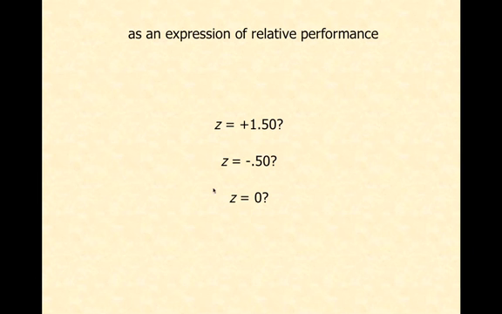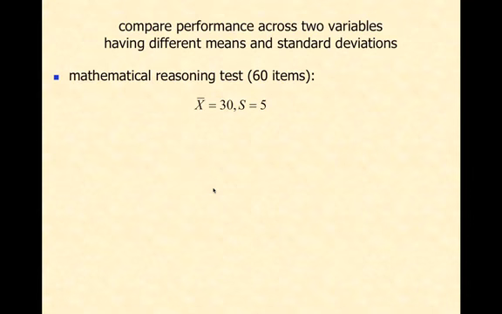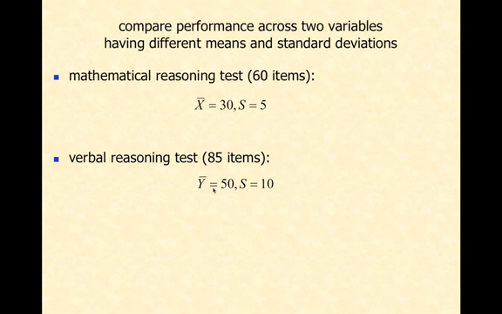So let's look at a couple of examples here. Looking at comparing across a couple of variables having different means and standard deviations, here's my example of a mathematics reasoning test which has 60 items. It has a mean score of 30 and a standard deviation of 5. Maybe we have a verbal reasoning test that has 85 items.